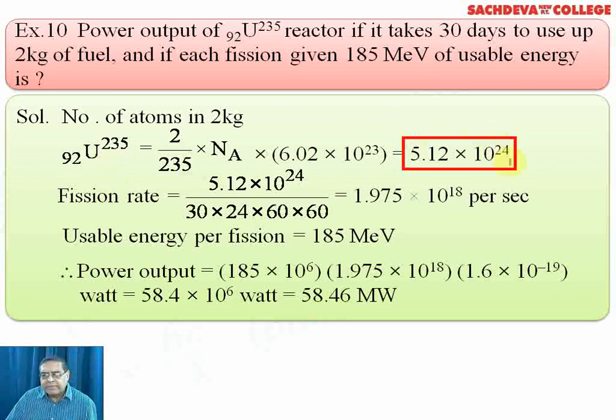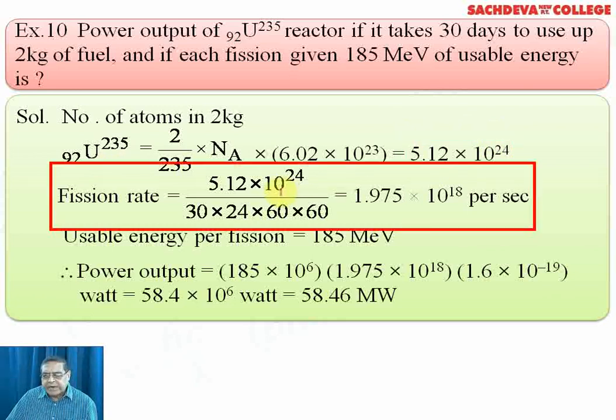Now the fission rate, that is, we divide this number by the time. So it is 5.12 × 10^24 divided by 30 days. So 30 days means 30 multiplied by 24 multiplied by 3600. And the fission rate has become 1.975 × 10^18 per second.